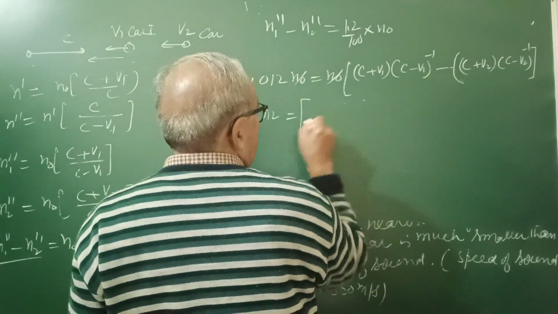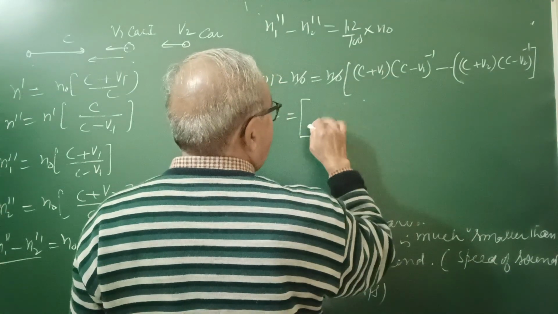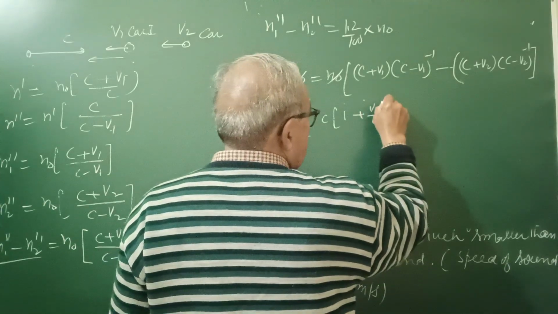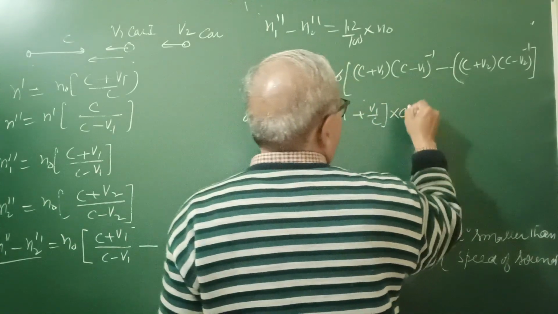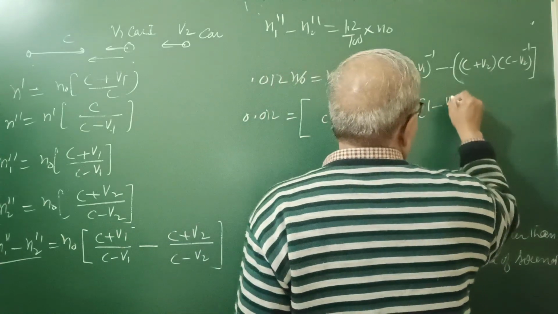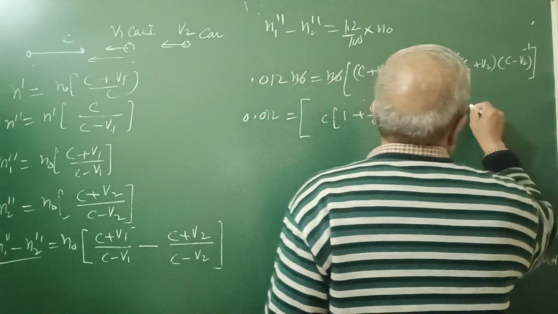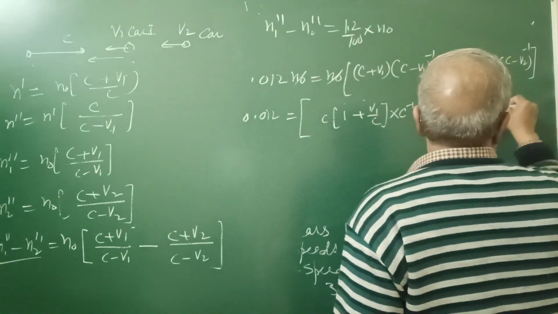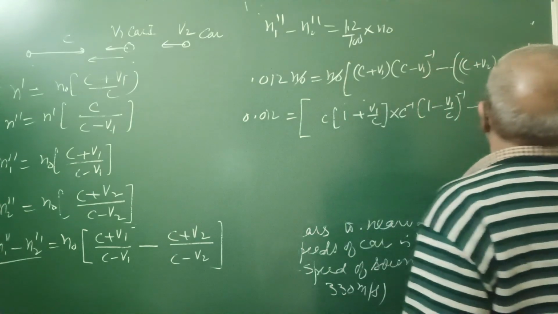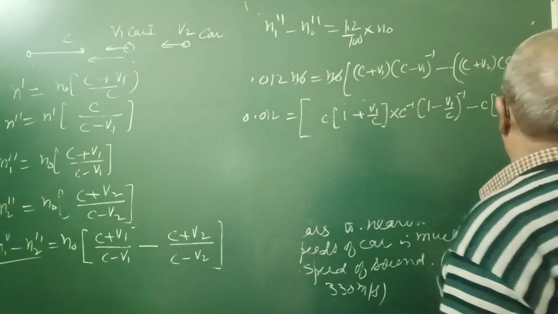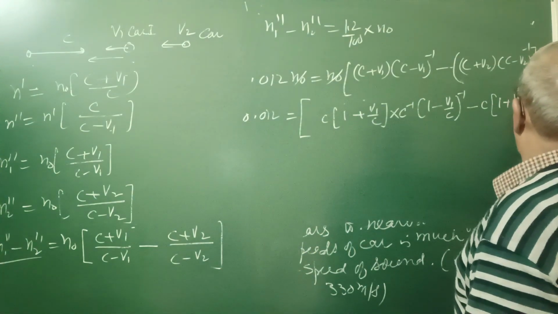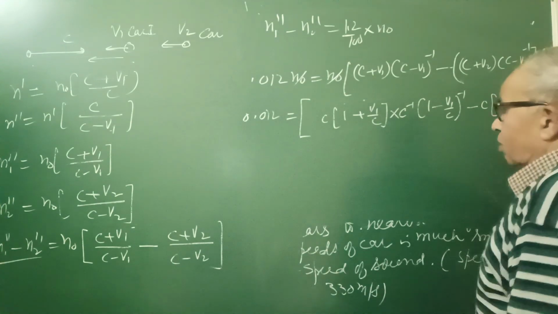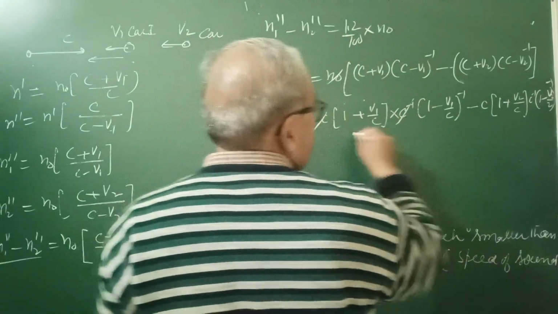I take C common, I can write it as C into (1 plus V1 upon C) into C into (1 minus V1 upon C) to the power minus 1, minus C into (1 plus V2 upon C) into C into (1 minus V2 upon C) to the power minus 1. Here C is the speed of sound. These C terms get cancelled here.